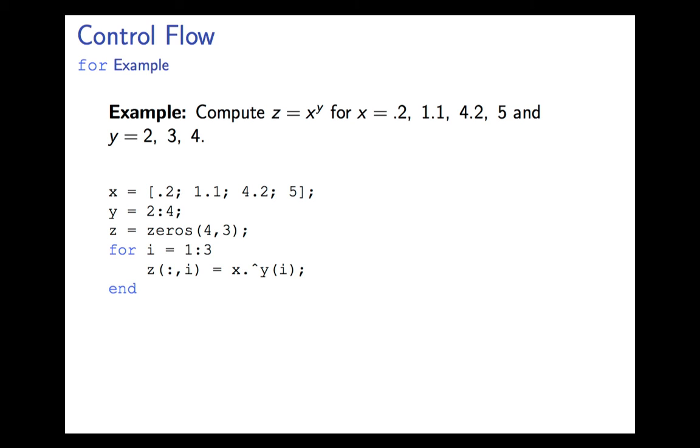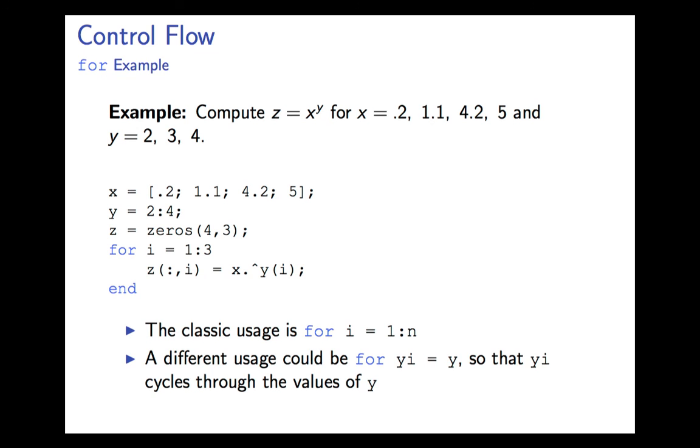Z is going to be 4 by 3, where 4 is for the 4 values in x, and 3 for the 3 values in y. And we have i looping from 1 to 3 to represent each column in z, which also corresponds to each value in y. And we go z of the ith column equals x raised to the y-ith power.